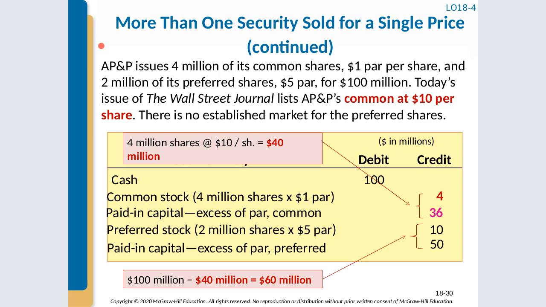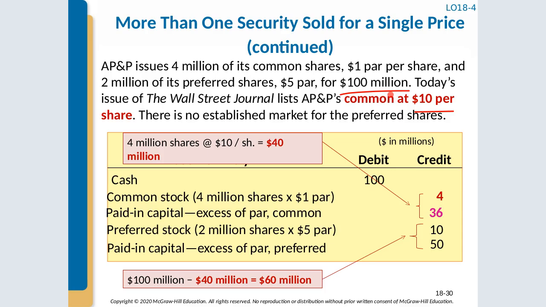So we have an example here. APMP issues 4 million of its common shares, $1 par value, and 2 million of its preferred shares of $5 par value for 100 million. And then we have a quoted market price for our common shares of $10 per share. So we're going to allocate this 100 million using the value that we know first, and then we're going to plug the difference to the preferred shares, which we don't have a value for.